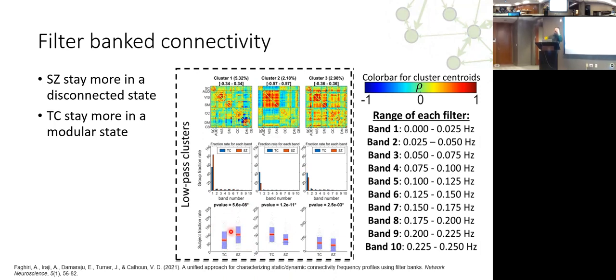So we can, for example, see here that schizophrenic subjects stay more in this cluster 1, which shows a kind of disconnected state. I'm not going to go deep into the clinical aspect of it, but these findings are usually backed by literature. And we see that the typical controls stay more in this state, which shows a very strong modular pattern. It's known that controls have a more modular structure in their connectivity.